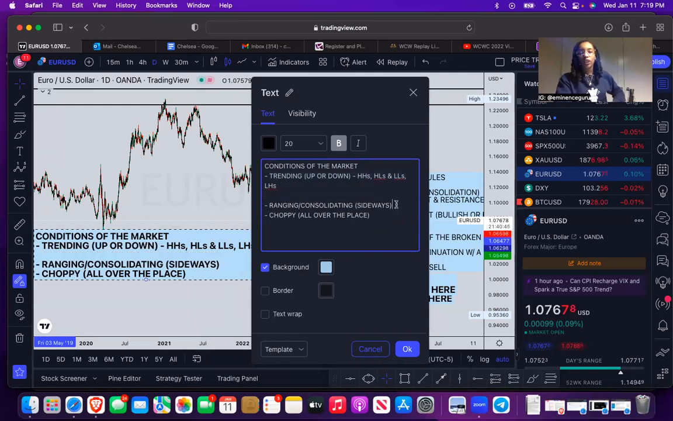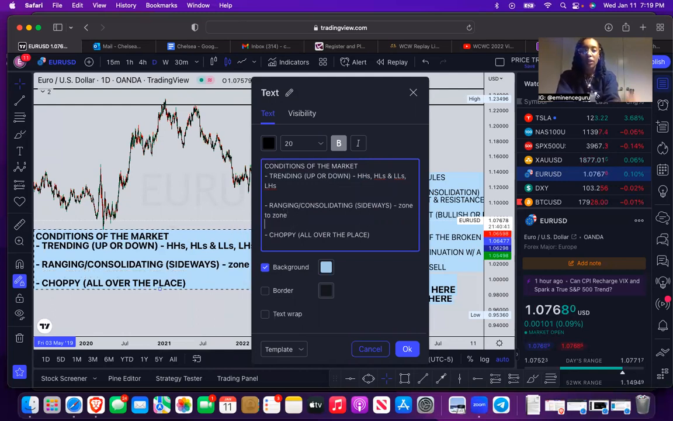And then for the ranging, this is zone to zone. Remember, because it's down at the support zone, then it's up at the resistance zone. Down at the support zone, back up at the ceiling. Down at the floor is zone to zone right here. Okay. Which ones do you think are easier, the ranging or the trending? I like ranging markets personally.